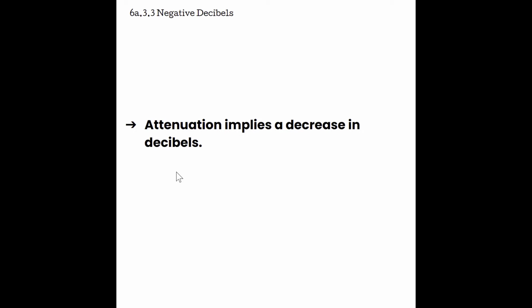Attenuation itself is going to imply a decrease in decibels, or a subtracting, or a negative move in decibel value. When decibels decrease, the power and the intensity of the wave are also going to decrease. So if we're talking in a normal voice at about 60 decibels, but then we whisper, which is right about 30 decibels, the whisper is quieter, meaning it has less power and less intensity than the normal talking voice.